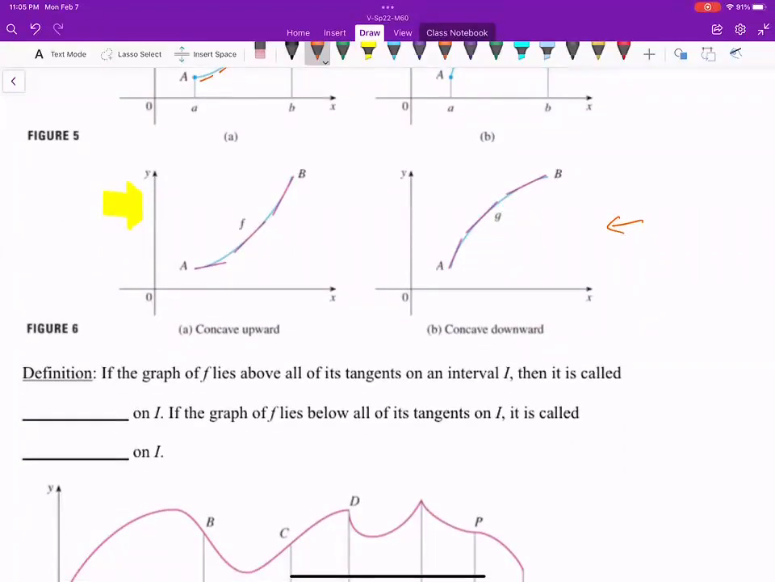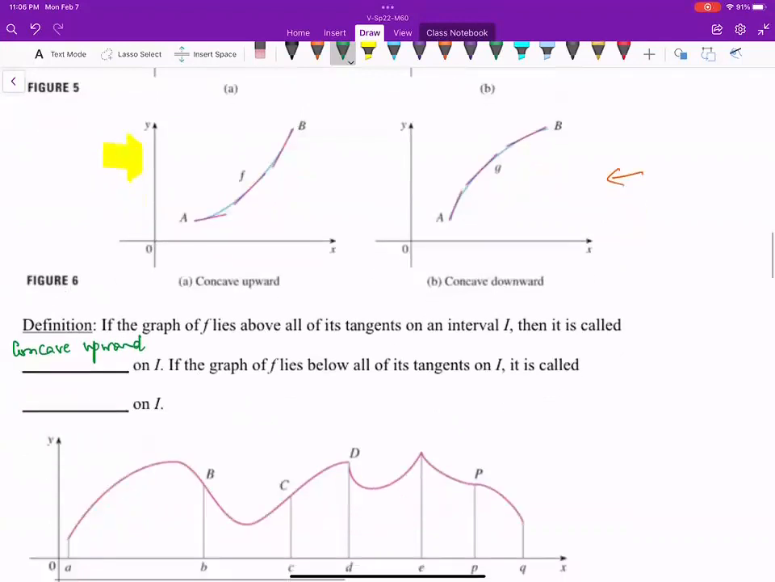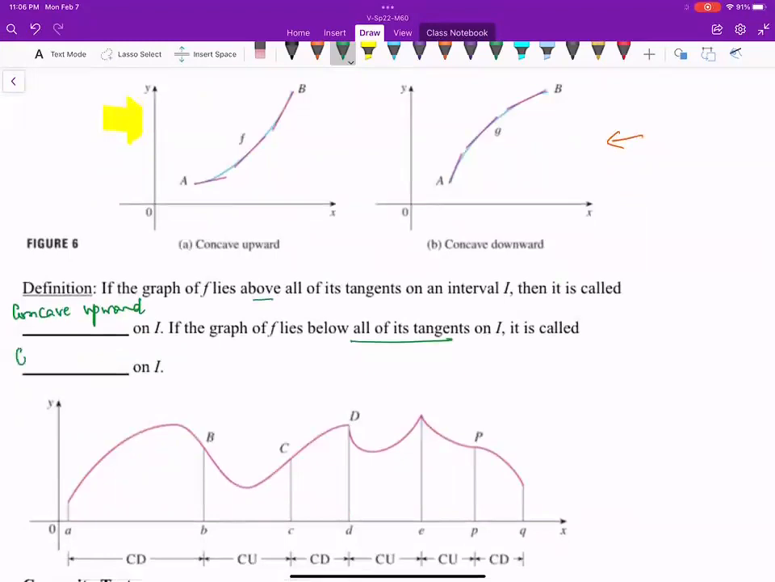If the graph of f lies above all of its tangent lines on an interval I, then f is called concave upward. So if the entire graph is above its tangent lines, it is said to be concave upward. If the graph of f lies below all of its tangent lines, then it is called concave downward.